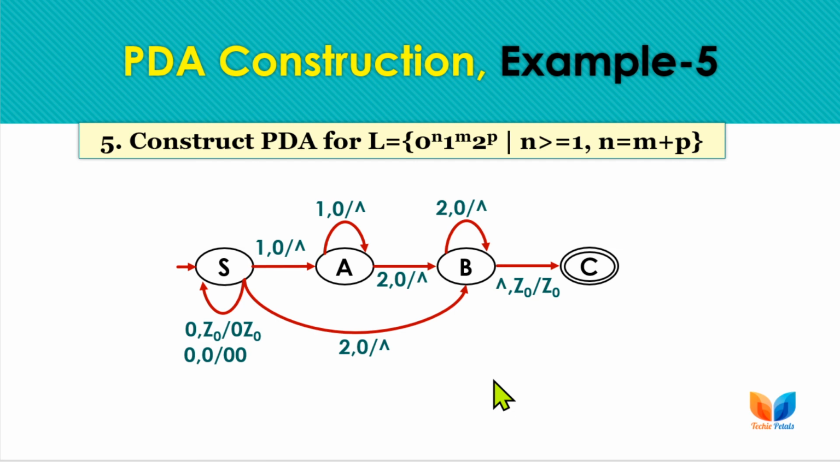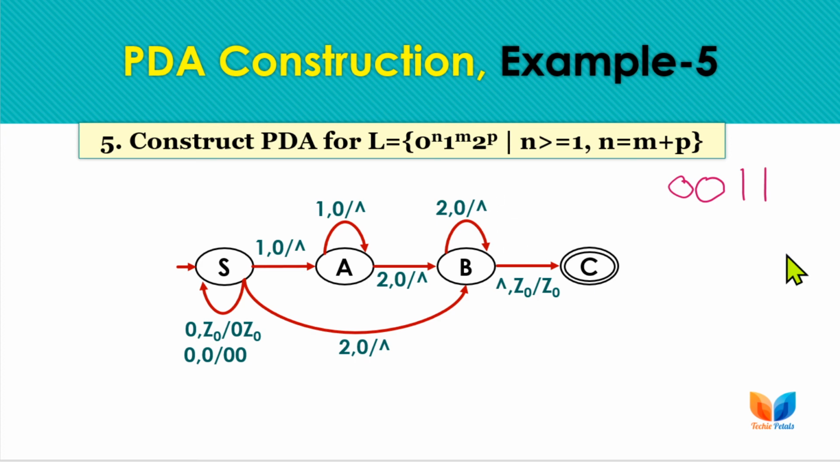Still we are missing one case here. This is the case if we have only zeros and then 2s, but one case is still missing: if we have zeros and then only ones. We are not having any 2s in this string, but the criteria is fulfilled, that is, the number of zeros equals the sum of the number of ones and the number of 2s.